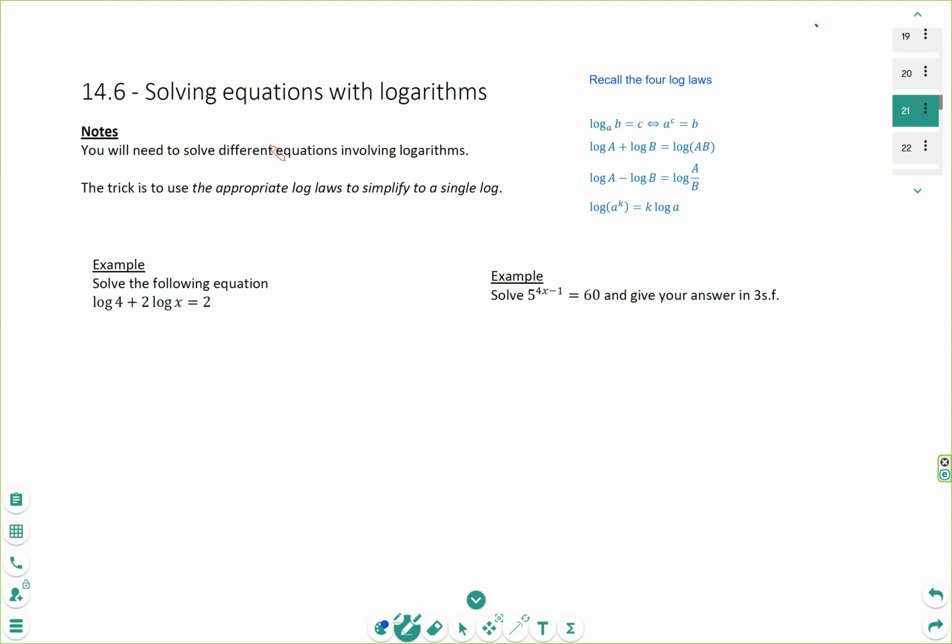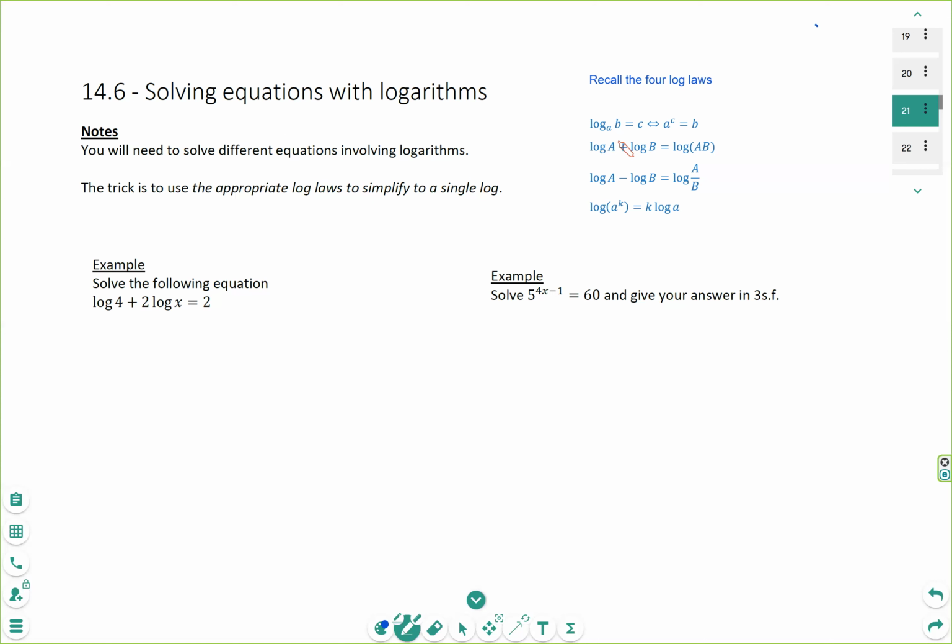So to solve equations, you will see solving equations with logarithms. If not every year, it'll be once every other year in the exam series. So you will need to learn how to solve equations using logarithms, and it's quite a common exam question. You'll need to solve different equations involving logarithms, and I'm going to show you how. The trick is to use the appropriate log laws to simplify to one single log before we can solve it.